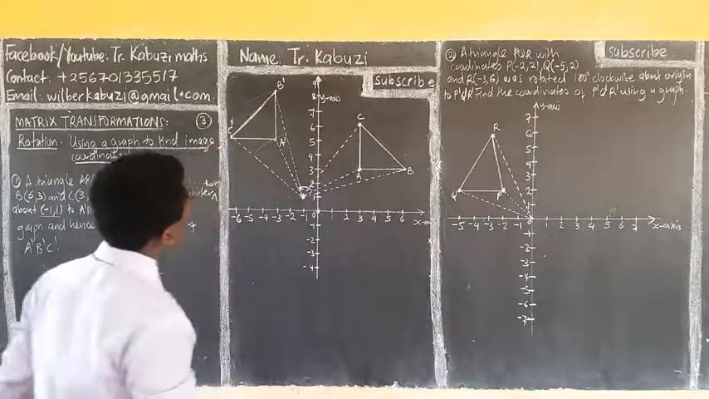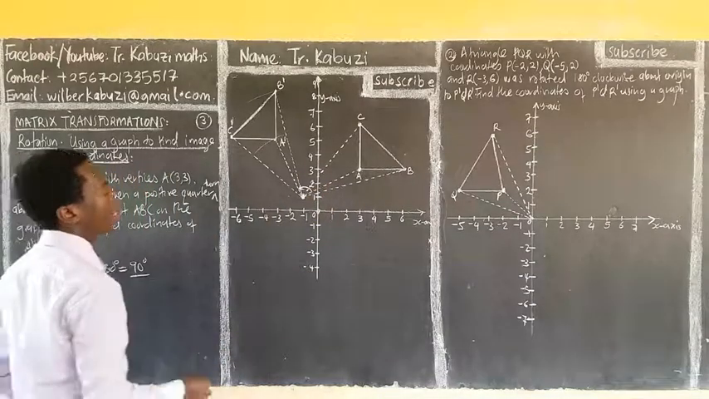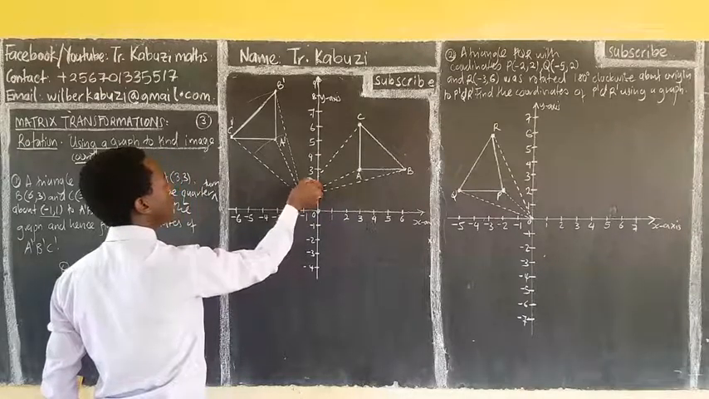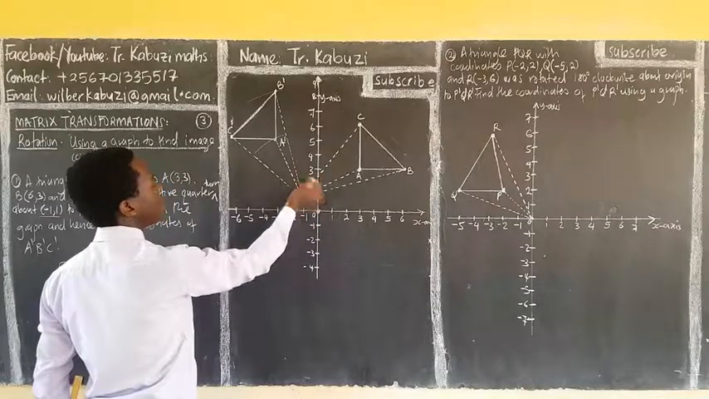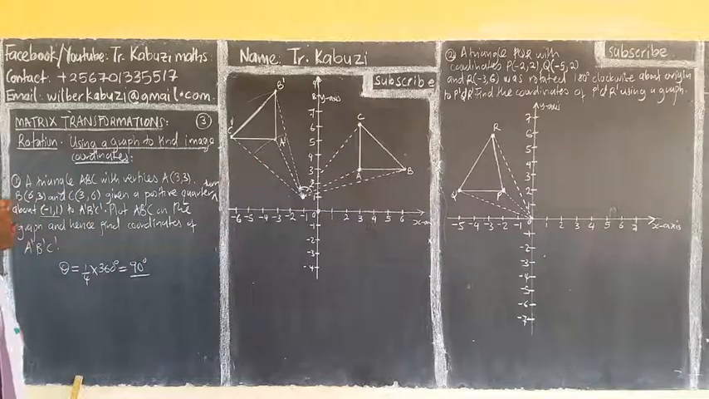So that's my triangle. Now, you see that this one has been rotated through 90 degrees. From here up here, we are measuring 90 degrees. Everything we are making 90 degrees. So this B to this also 90, this to this also 90. So it's the direction we are taking, it's the clockwise direction.